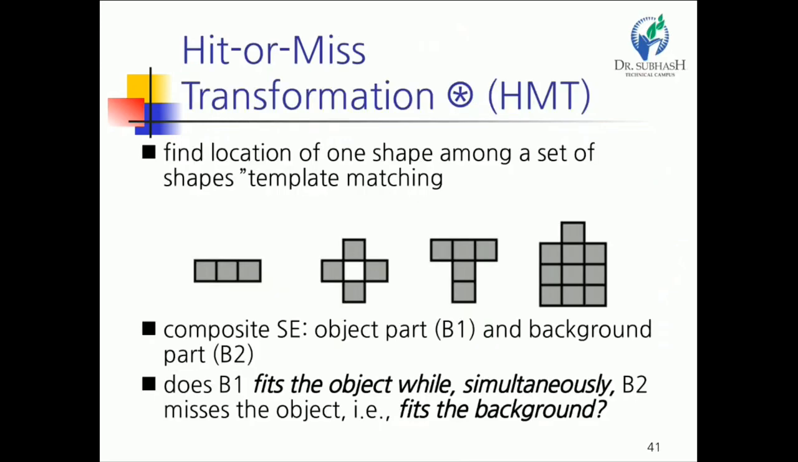Next property of morphological image processing: the hit-or-miss transformation, HMT. It finds the location of one shape among a set of shapes, template matching. It uses a composite structuring element, the object part B1 and the background part B2. B1 is the object, while B2 is the object that fits the background.